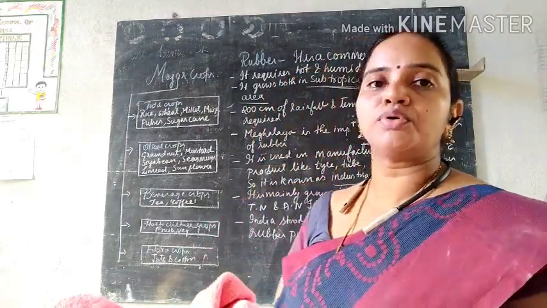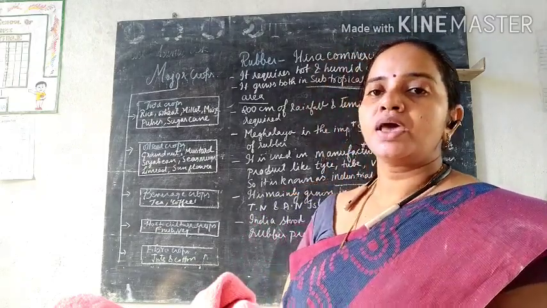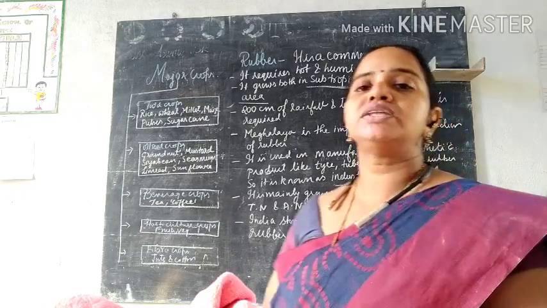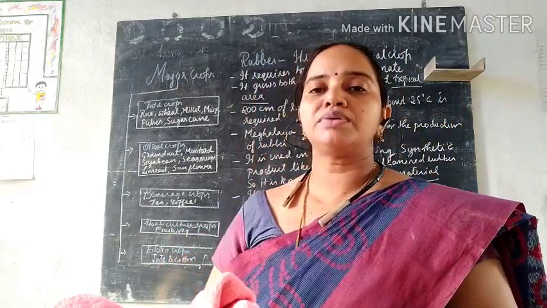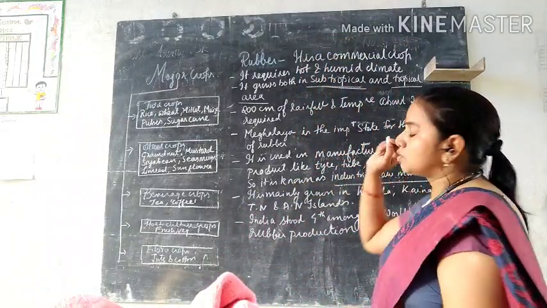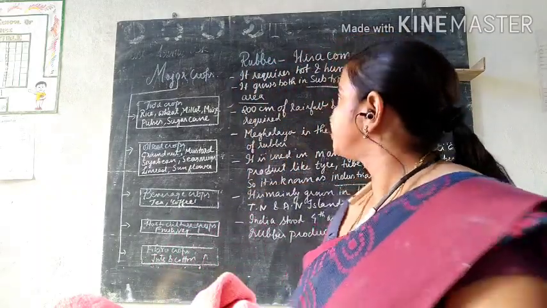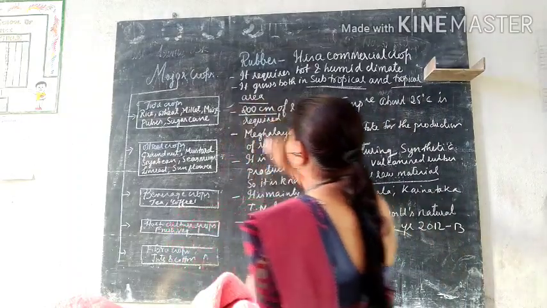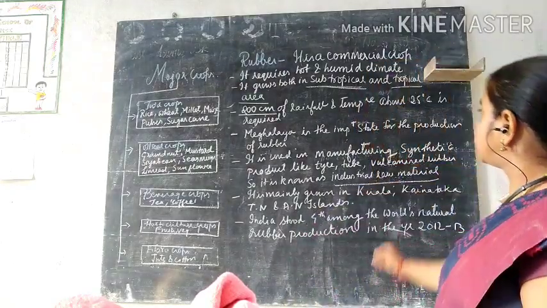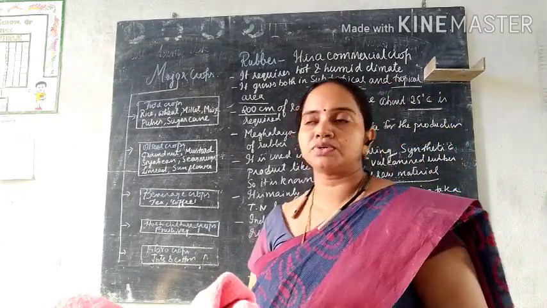It is grown both in the tropical as well as in the subtropical region. It is a commercial crop, and it grows in a hot and humid climate. I mean the temperature should be moderate, and it should be hot also. So it grows both in southern India as well as in the northern part of India. The rainfall requirement is about 200 centimeters for the production of rubber, and the temperature required is about 20 degrees centigrade. So this is a normal temperature.